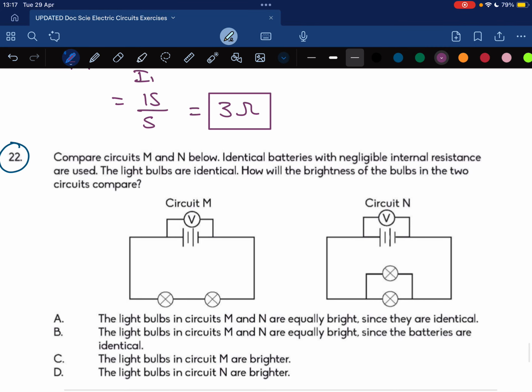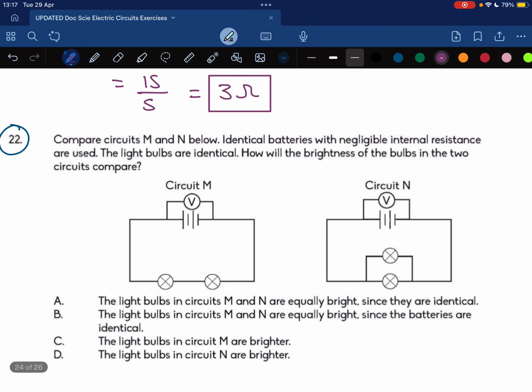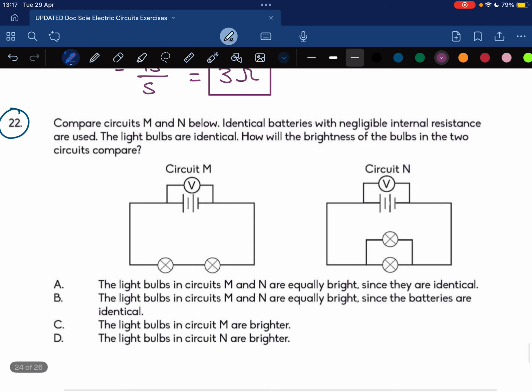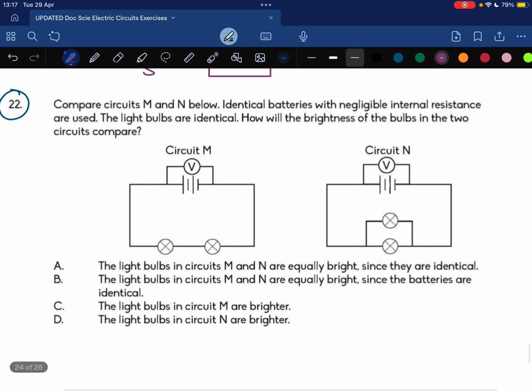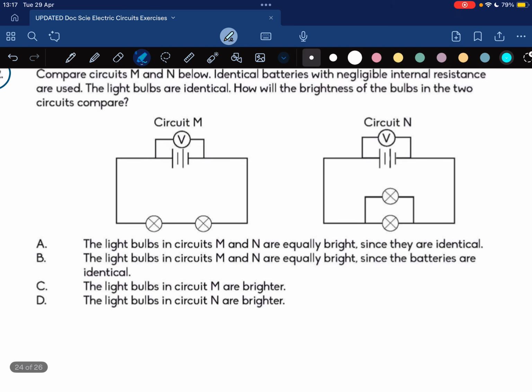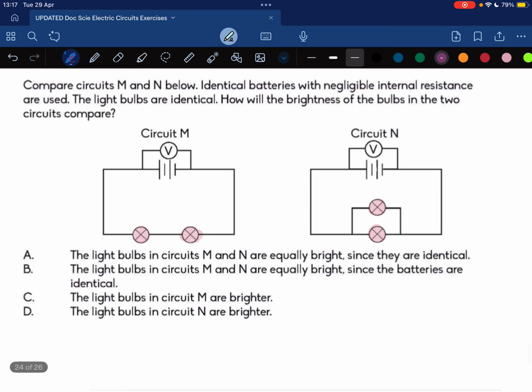Then question 22 says compare circuits M and N, identical batteries with negligible internal resistance. The light bulbs are identical. How will the brightness of the bulbs in the two circuits compare? So you have these identical bulbs. One is connected in series, the other one is connected in parallel.